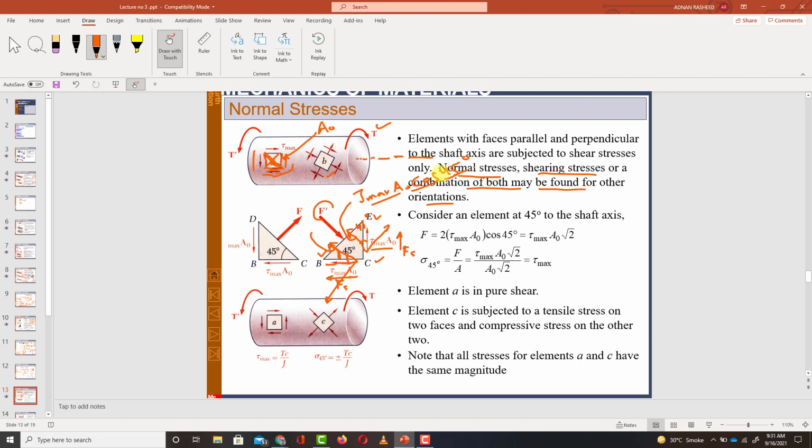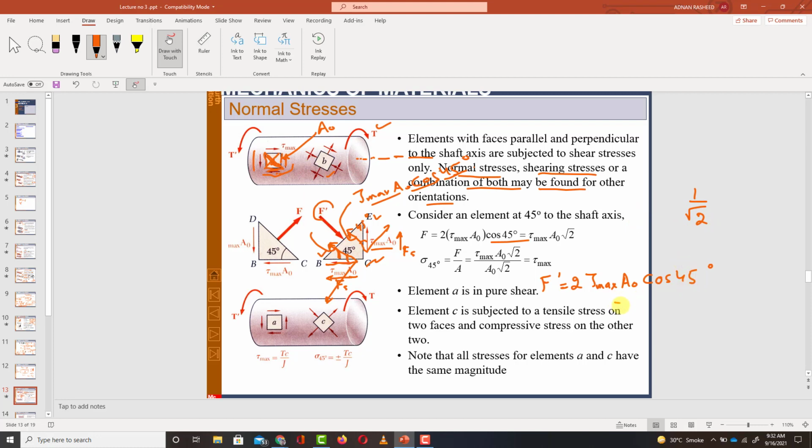Clear? Now for finding this force, this F dash will be equal to this force and this force, meaning 2 times tau max A naught cos of 45 degrees. Clear? Yes, sir. Now we know that cos of 45 degrees is equal to what? It is equal to 1 over under root 2. That is equal to 1 over under root 2.